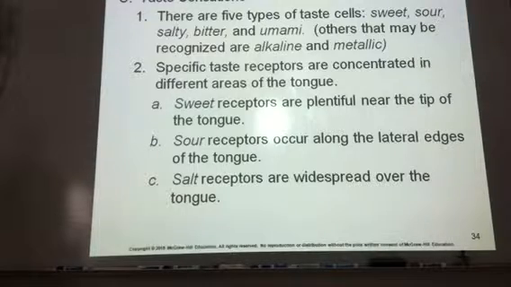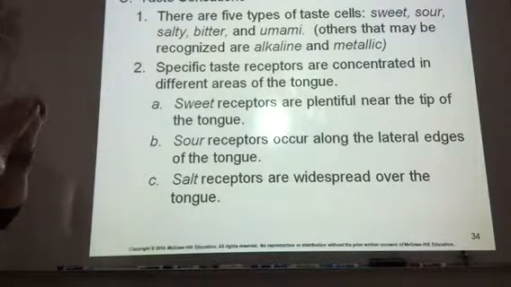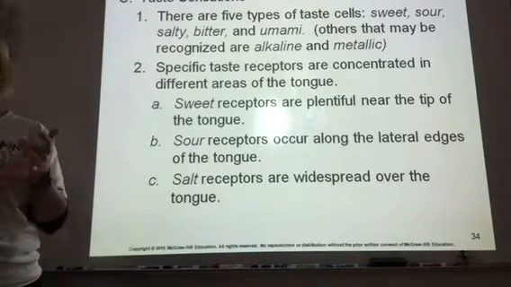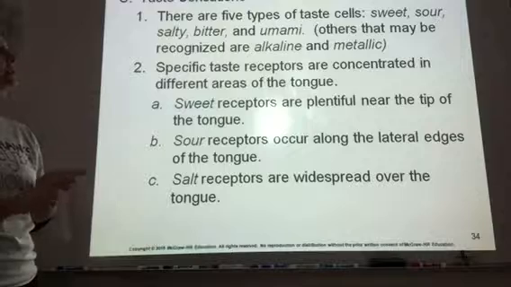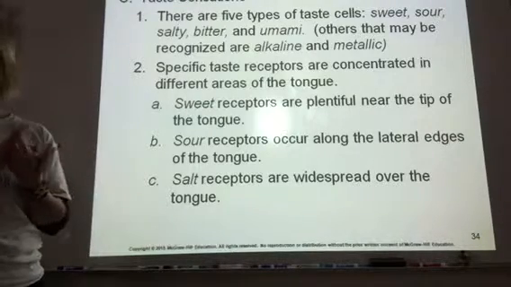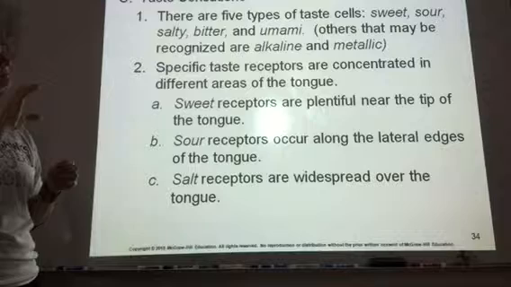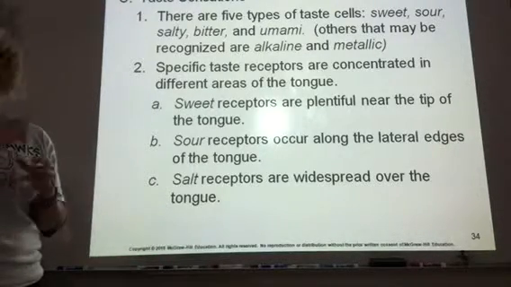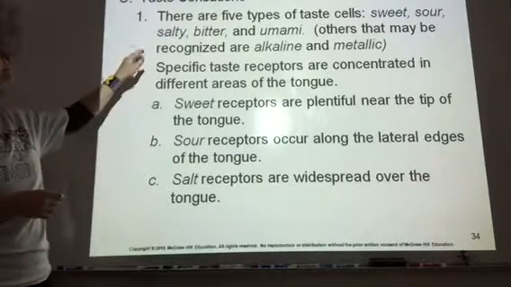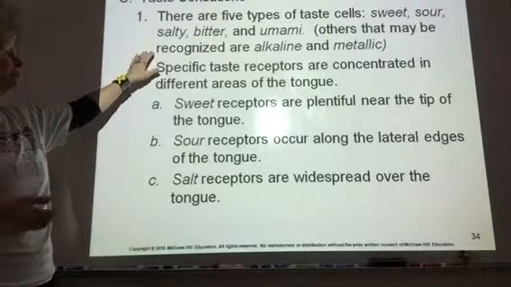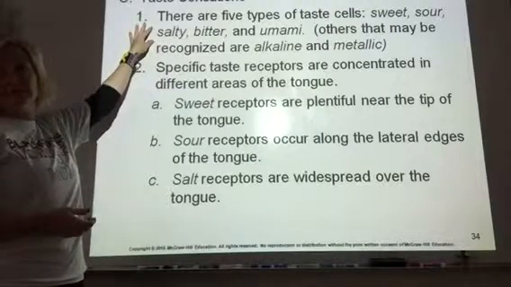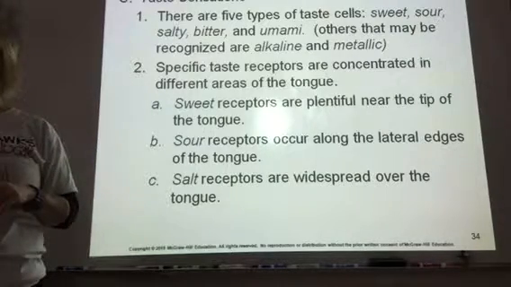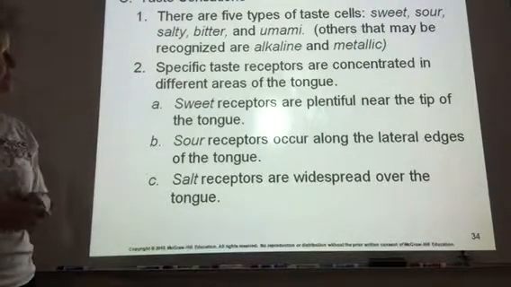Inside of your mouth, and we do a lab here at Sanborn with this, inside you basically have 5 specific taste cells: sweet, sour, salty, bitter, and umami, which would be kind of like that oriental, a little bit of a taste. Others kind of are associated, but these are your 5 main types. And these receptors are concentrated in different areas on the tongue, and we'll look at a diagram of that.